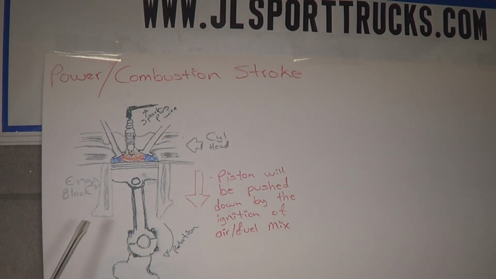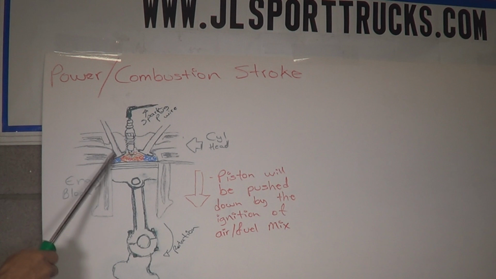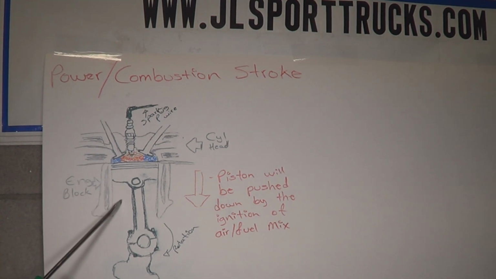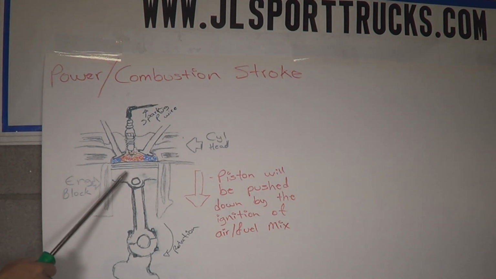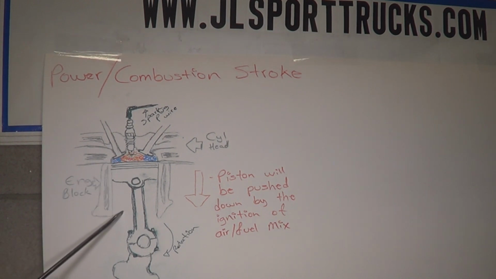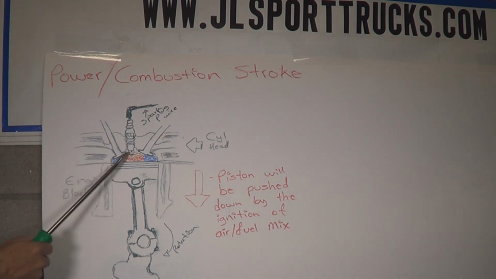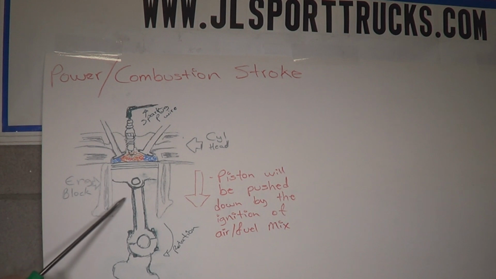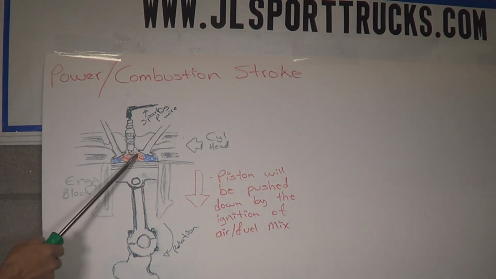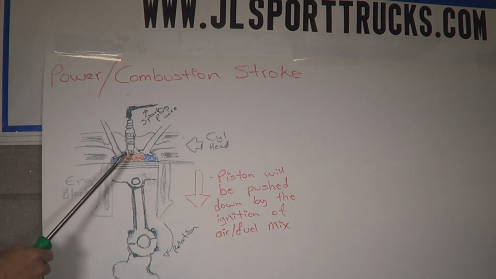So super fast, before getting started on the power stroke, we're going to do a very short recap on the previous two. Intake stroke: the intake valve opened, the piston traveled down, air and fuel mixture entered the cylinder, and once the piston reached the bottom and the entire cylinder was filled with air and fuel mixture, the intake valve closed. Then on the compression stroke, the piston went up, both valves were closed, and it compressed all of this into this small section which is called the combustion chamber. So that's what happened in the previous two.